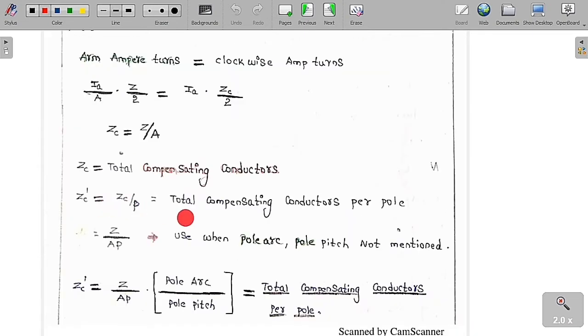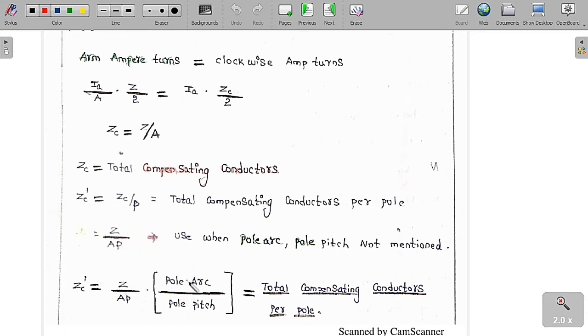So Zc dash is equal to Zc by P, the total compensating conductors per pole, which is equal to Z by AP. Use this when pole arc or pole pitch is not mentioned. But Zc dash is equal to Z by AP into pole arc by pole pitch whenever the pole arc and pole pitch are mentioned. So these are the two formulas that you always have to keep in mind. Zc dash is called the total compensating conductors per pole.